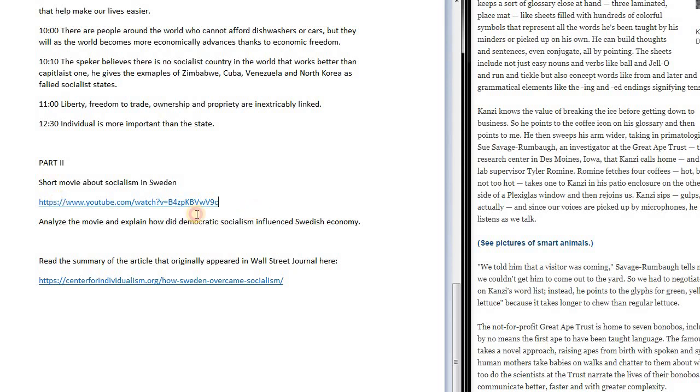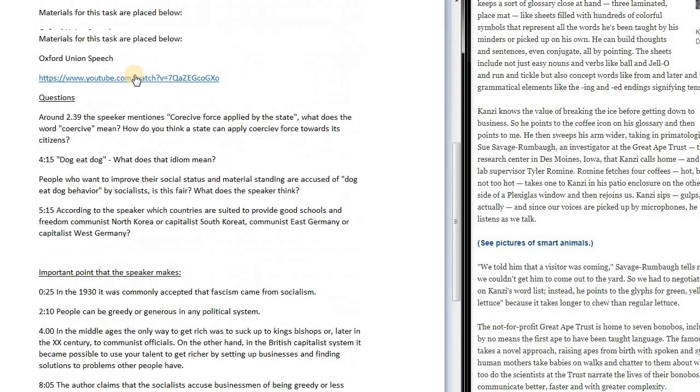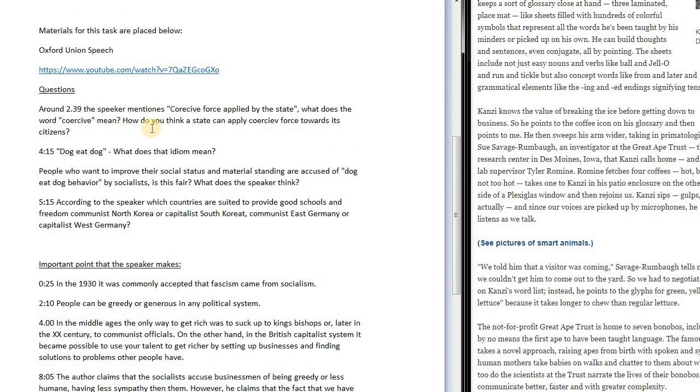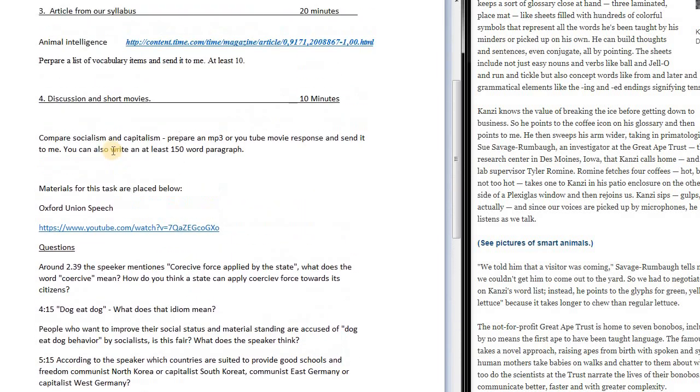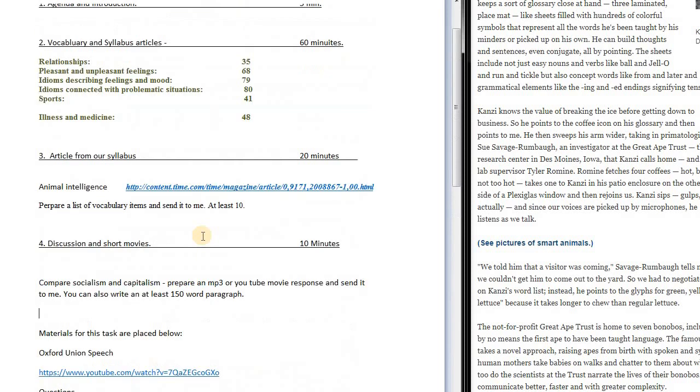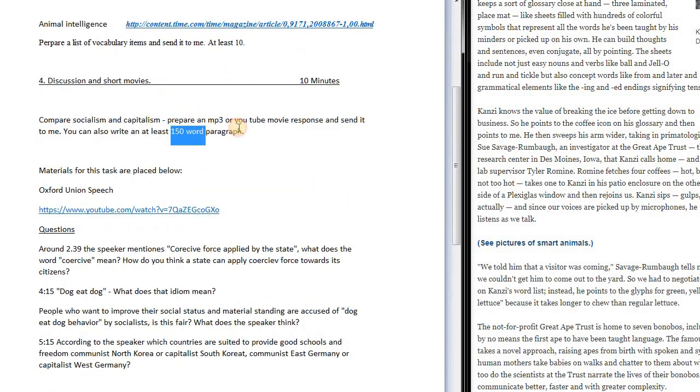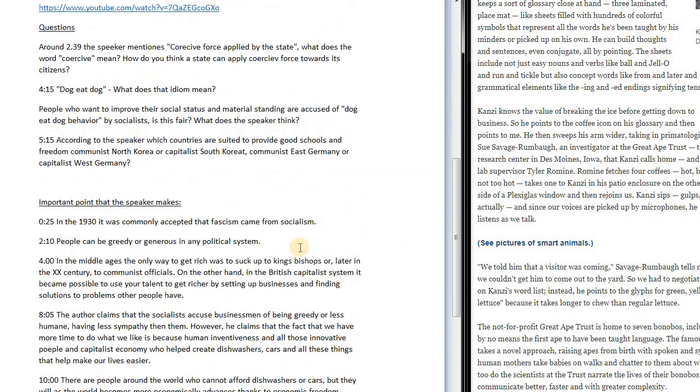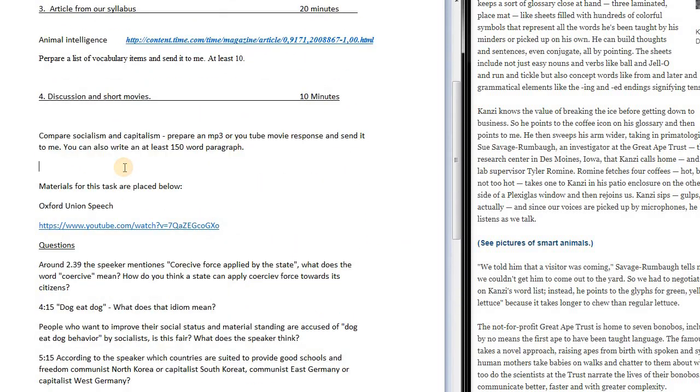Part 2 is a short movie about Sweden, and then you have an article. What is the whole thing about? The whole thing is about a comparison of socialism and capitalism. So compare socialism and capitalism. I want you to watch these movies, read the short article, and then prepare, like I said, an MP3 file or a YouTube movie, or write a short paragraph, 150 words, which is a comparison of socialism and capitalism. And you have information in here. I placed it for you, and I want you to do it, okay?